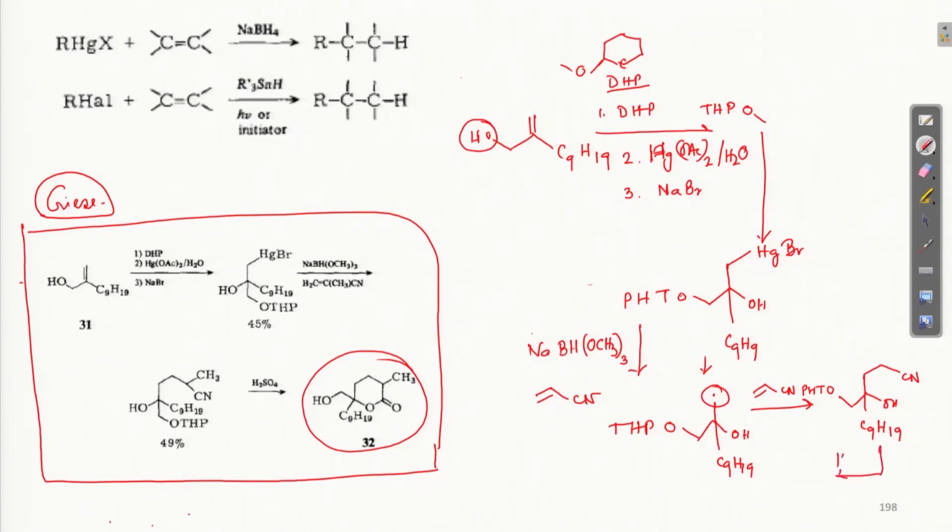You have to do hydrolysis with aqueous H2SO4. So, H2SO4 does a few things. First of all, OTHP becomes OH and then the cyanide becomes CO2H. So, now there will be a lactonization, CO2H and OH that will form.